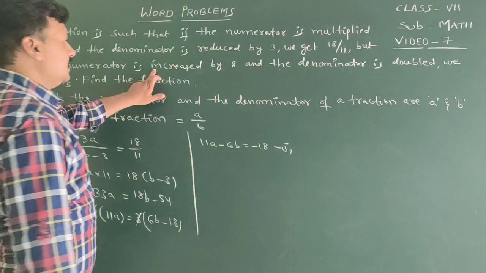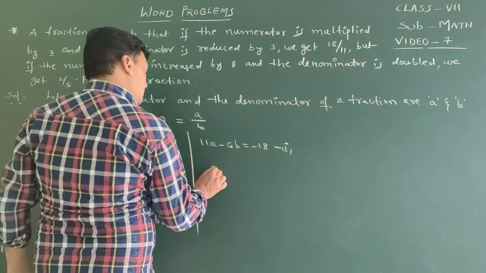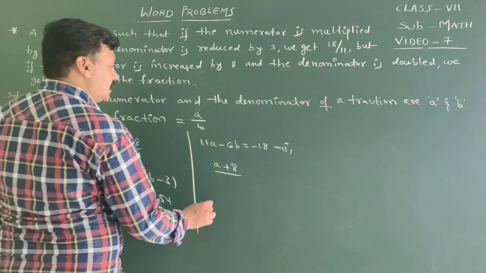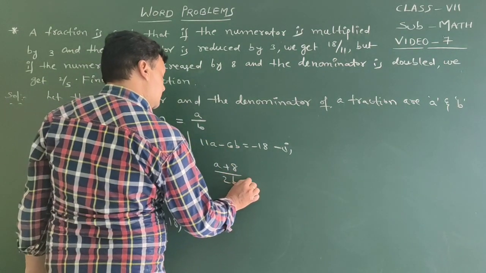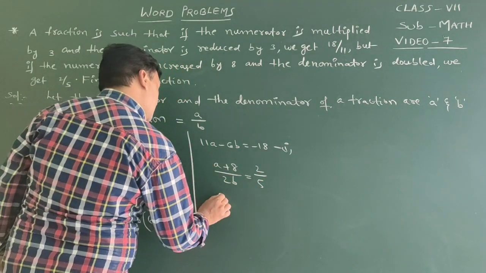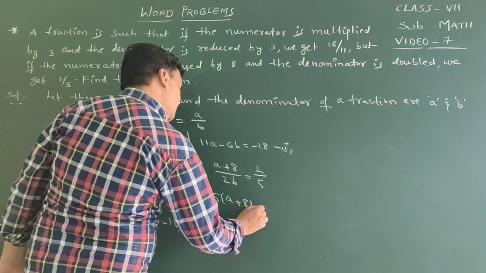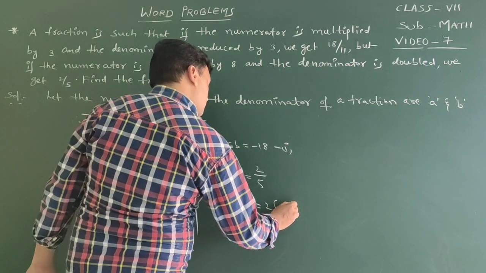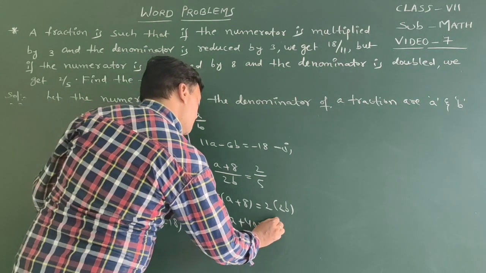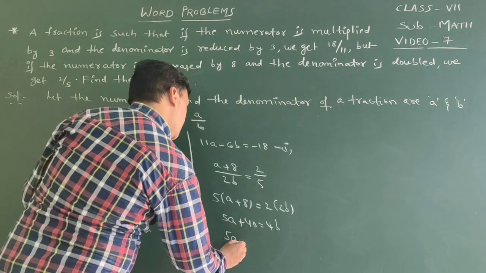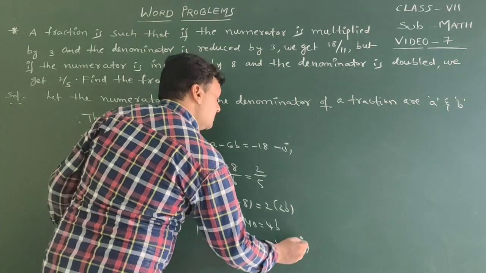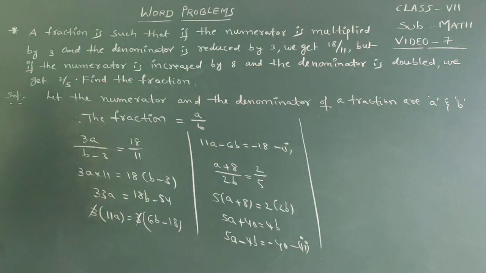Next, if the numerator is increased by 8, a plus 8, and the denominator is doubled, then it becomes 2 by 5. Now cross multiply. 5 into a plus 8 equal to 2 into 2b. Then 5a plus 40 equal to 4b. 5a minus 4b equal to minus 40. Second equation.